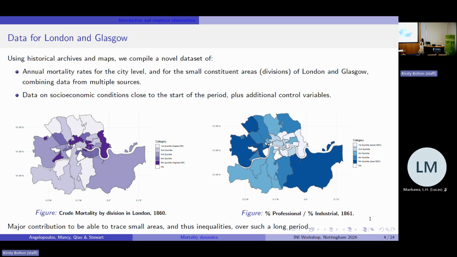They've compiled annual mortality rates for the city level and for the small constituent areas that we can call divisions. Some of them are parishes, some of them are metropolitan boroughs, etc. By combining data from different sources. And they've also collected data on socioeconomic conditions close to the start of the period of the decline and some additional control variables. And we think it's a major contribution really to be able to trace these small areas and thus those inequalities over such a long period of time.